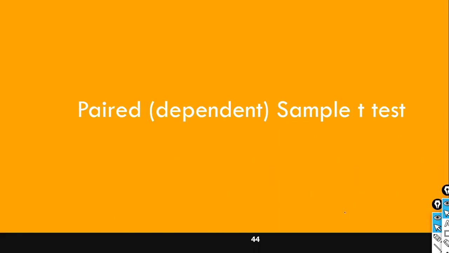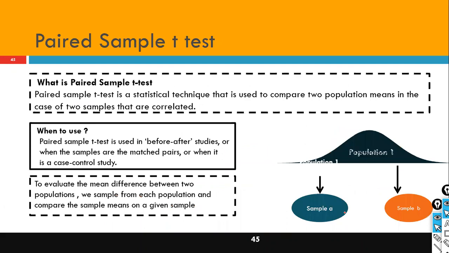It is also called the paired sample t-test. In this case, we are using a single sample, not multiple samples. So what is the paired sample t-test? It's a strategy used to compare two population means in the case of two samples that are correlated. So it's basically the before-after studies we do.